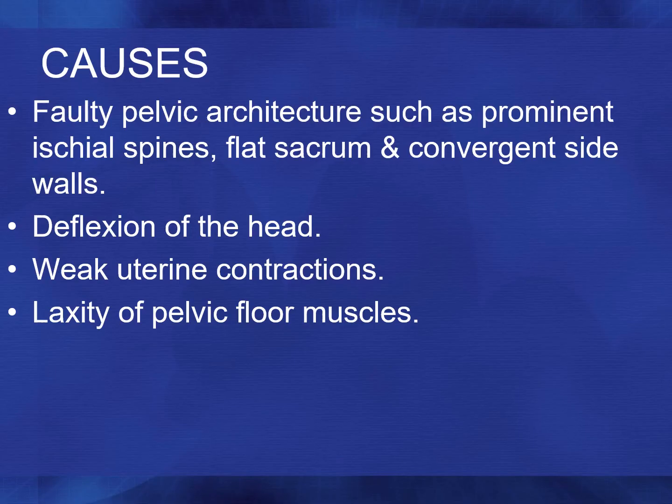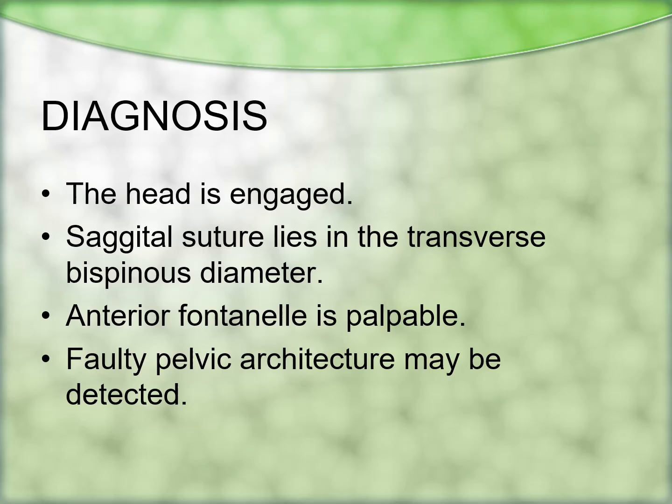And the causes include defects in the pelvis. If the ischial spines are more prominent, or if the sacrum is flat, or if the side walls of the pelvis are converging, if the fetal head is deflexed, if the uterine contractions are weak, if the pelvic floor muscles are lax, these things may lead to the deep transverse arrest.